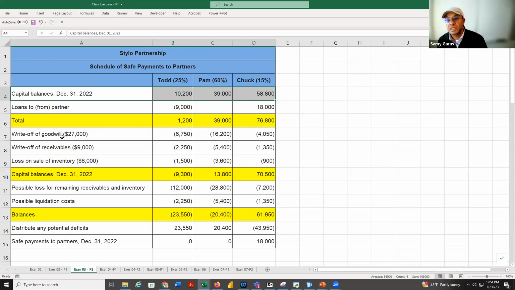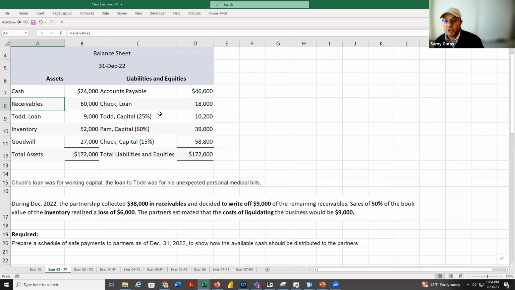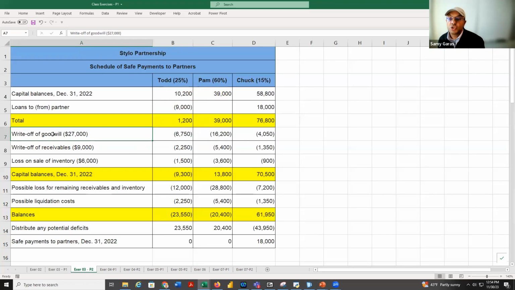Then we start to see the goodwill. We have to write off the goodwill, because he didn't say anything here about the goodwill, and the goodwill usually is not like a fixed asset. It's intangible, and if we don't see any value for it, we have to cancel all of it. So we take the 27 divided by 25 to Todd, 60 to Pam, 15 to Chuck.